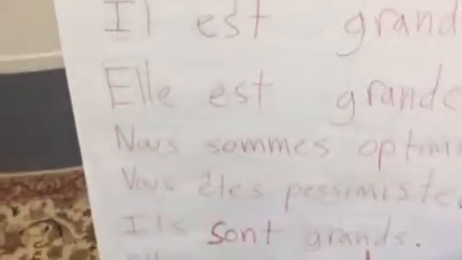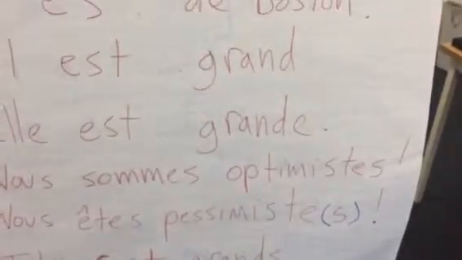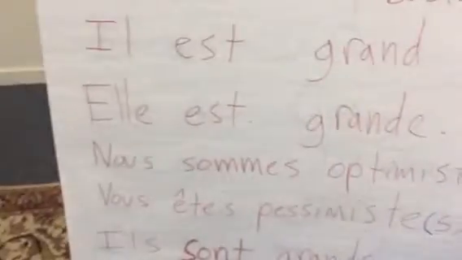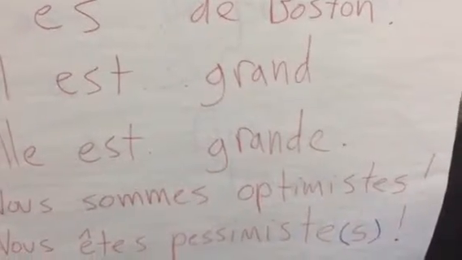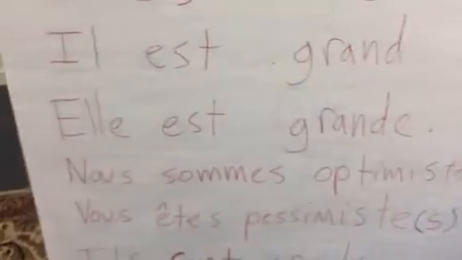We also have forms for the plural. For example, nous sommes optimistes. Notice there's an ES there because it's plural. And, well, the E is on there. That happens to be the basic form, but there's an S because it's plural.